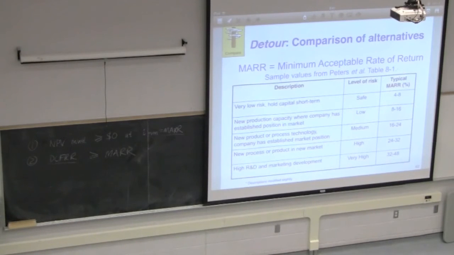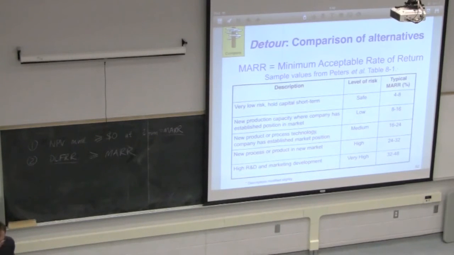Sorry, okay, so if you're a company and you have the option of making two different projects, where one would be very low risk, like the first one, and one would be the last one, would you then choose the lowest MARR? Okay, that's an interesting question.